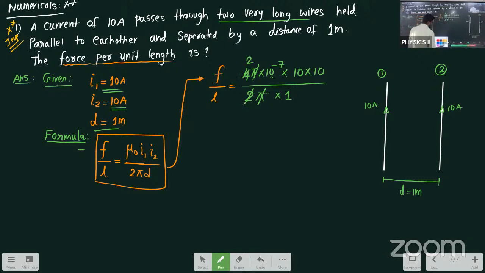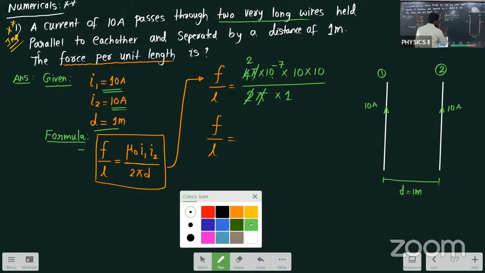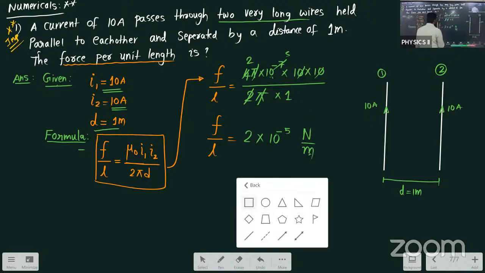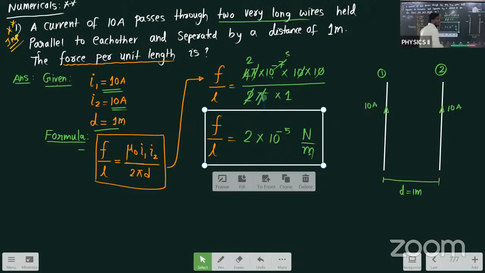So what will be our final answer? Force per unit length is equal to 2 into 10 power. There are 2 zeros here, and if I cancel the 2 zeros, it will become 5. So this will become 2 into 10 power minus 5. The unit of force is Newton and the unit of length is meter. So by this we end this numerical: force acting per unit length of two wires which are held parallel to each other.